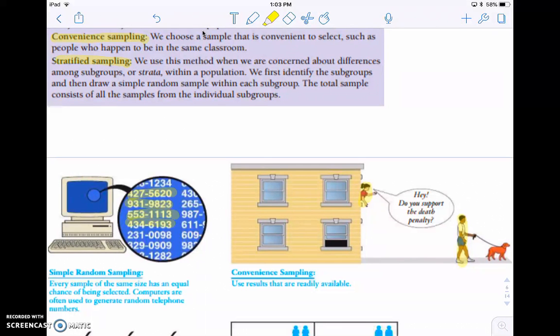The last is what we call stratified sampling, and we use this method when we're concerned about differences amongst little subgroups, which are called strata, within the population. And so we'll first identify the subgroups, and then we're going to draw simple random samples within each of those subgroups. And the total sample consists of all the samples from each individual subgroup.